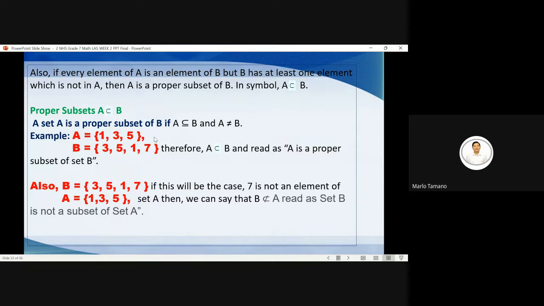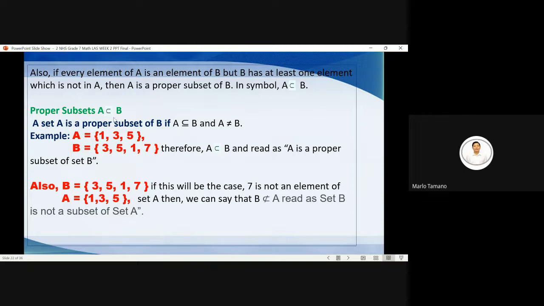Also, if every element of A is an element of B, but B has at least one element which is not in set A, then A is a proper subset of B. In symbol, A, it looks like this. Parang C, parang letter C lang po. So, that is, A is a proper subset of B. So, ganun po ang basa nun. So, remember we have here proper subset A, this is the symbol. A is a proper subset of B.